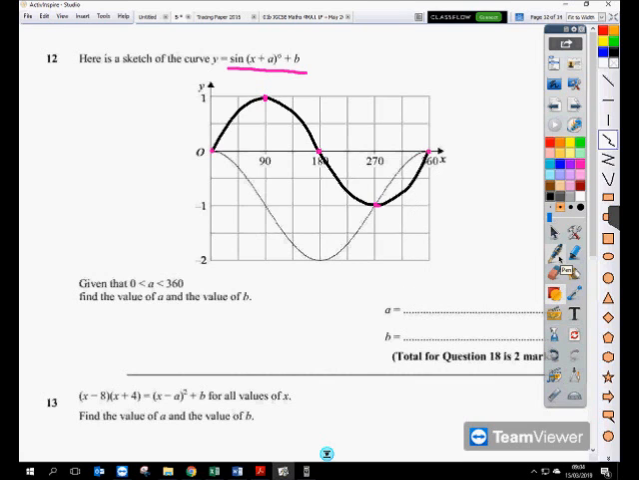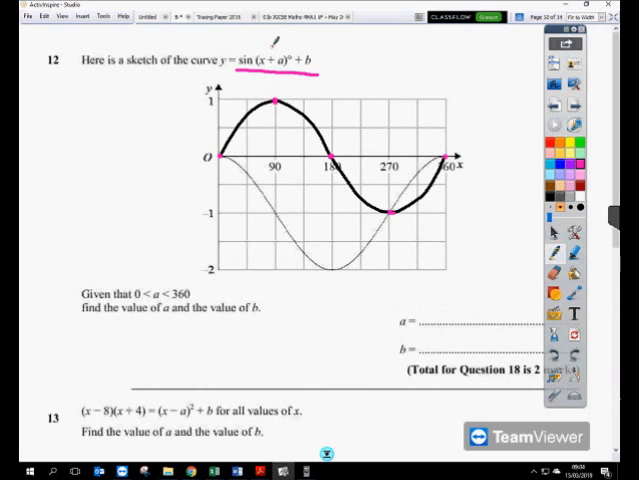Now, the reason that I've drawn this sine graph is so that we can see how it's translated. The number in the bracket shifts the graph to the left or to the right, but when it's plus a, it shifts the graph to the left. The number at the end translates the graph up or down, depending on the value of b. If b is plus 1, the graph will move up 1, and if b is negative 1, then the graph will move 1 down.